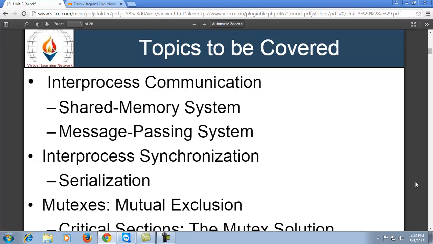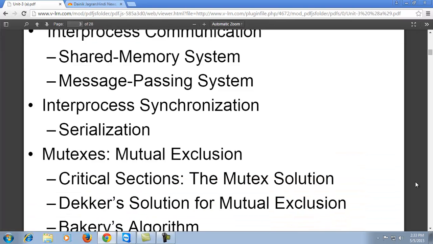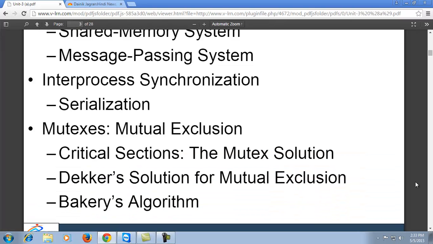Now we will discuss the topics which we covered in this unit: inter-process communication, shared memory system, message passing system, inter-process synchronization, serialization, mutex, and mutual exclusion of processes which collide with each other when they are acquiring a single resource which is held by another process.